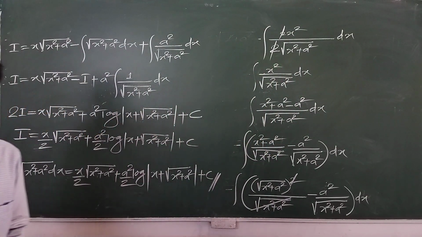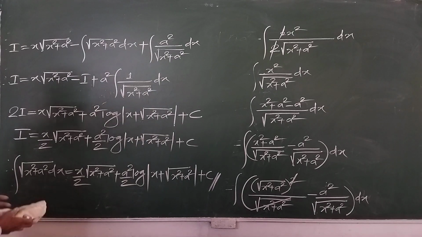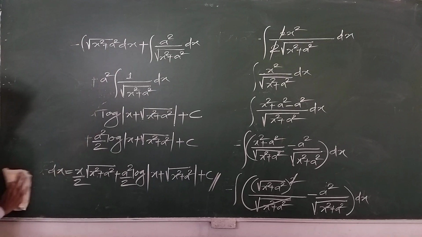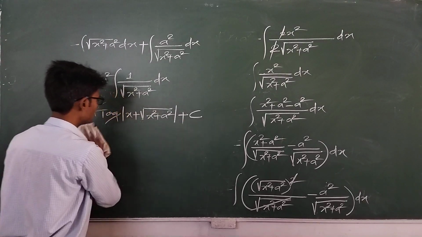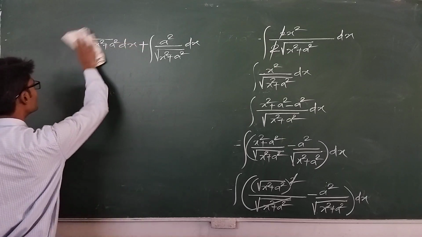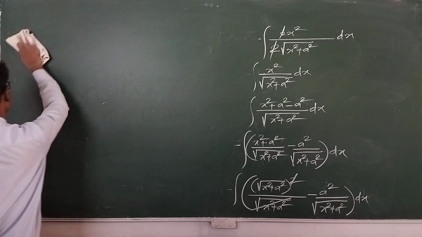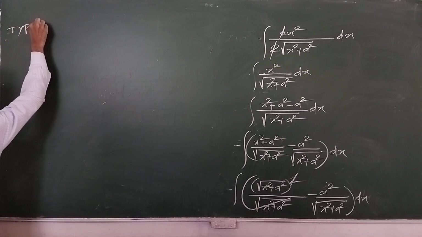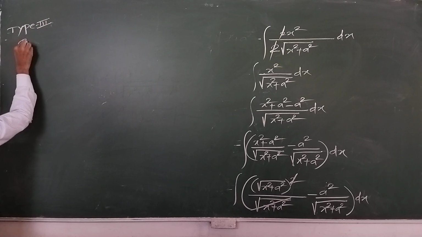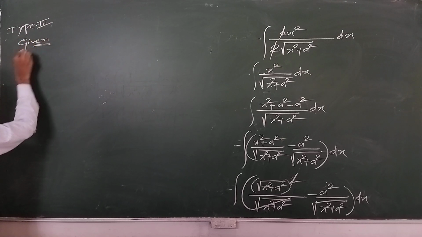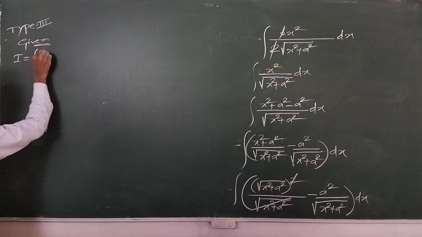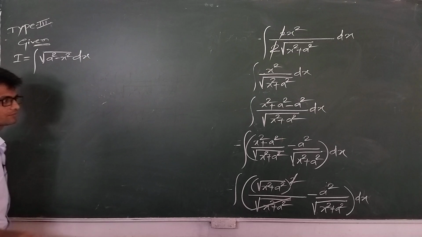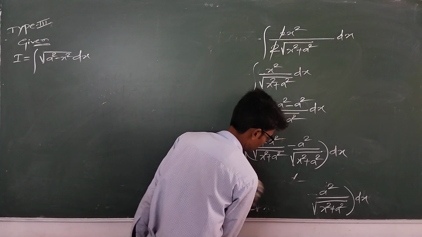The third one is integration of square root of a square minus x square. So I go for the third type. For the third type also, we have to follow the same method which is used in solving the first and second ones. So now I go for type number 3. Given I is equal to integration of square root of a square minus x square into dx.